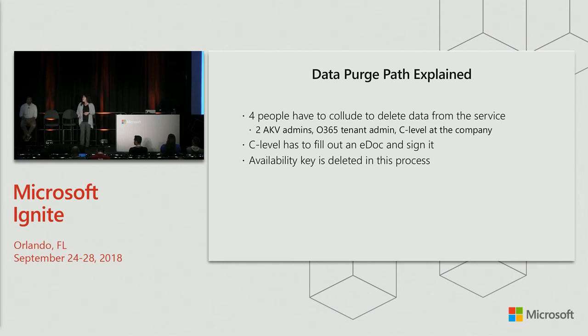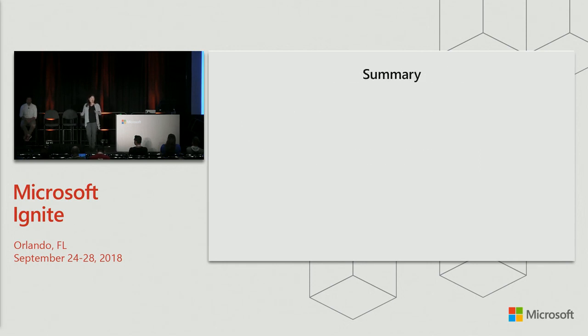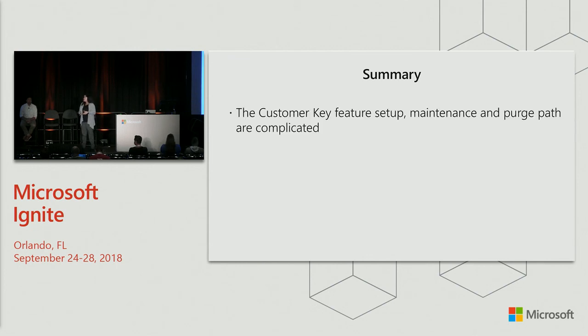Okay. So let me wrap it up, and then we can open it up for questions for either one of our features. Customer key feature setup, maintenance, and the purge path are all complicated. I know I just showed that Visio diagram of the offboarding scenario of that data deletion path. The sign-up process is just as complicated. So you want to make sure that you, again, like Ashish was saying about his feature, heavily weigh the reasons that you want this and what the business justifications are for signing up for the feature. Best practices should be followed.